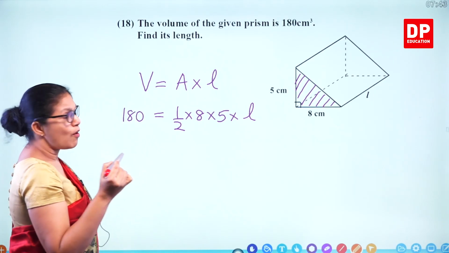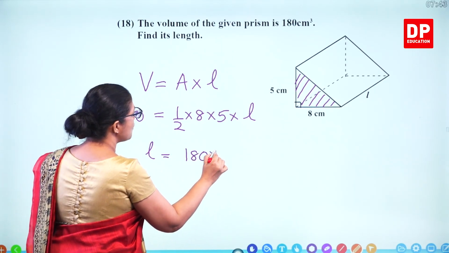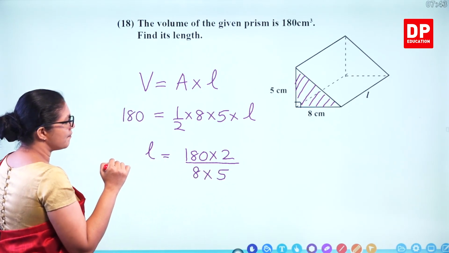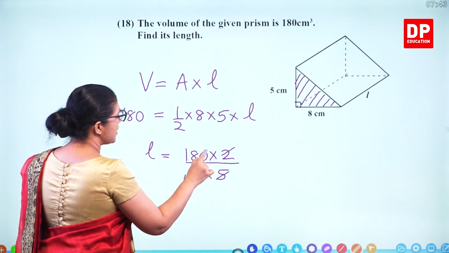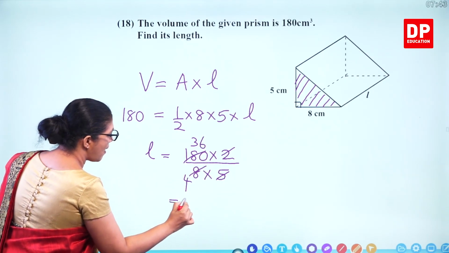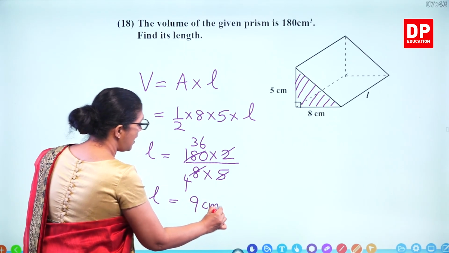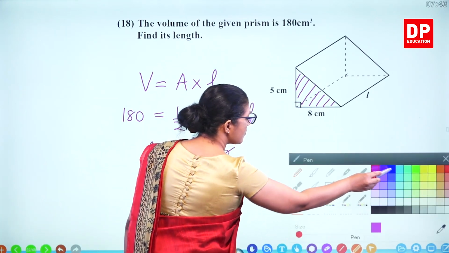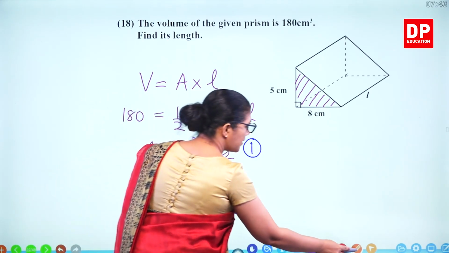180. Now find L. So what's L? L becomes 180 times 2 divided by 8 and 5. So here 2 times 4, here 5 times 3, 15 and 36. So 36 divided by 4, that's 9. 9 centimeters is the length of this prism. So 1 mark here, 1 mark for the method.